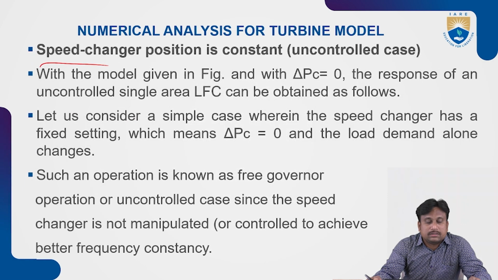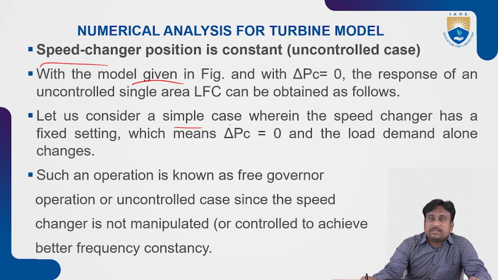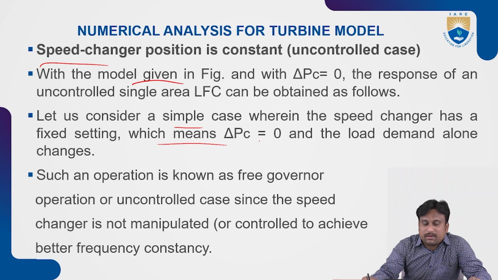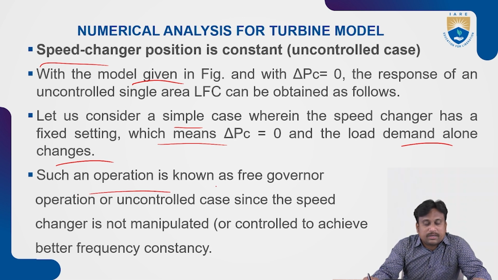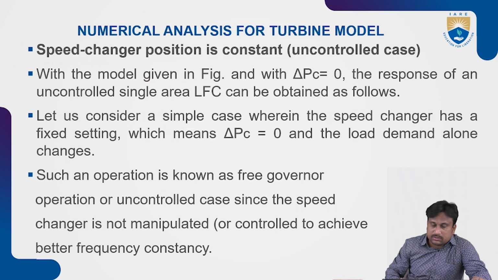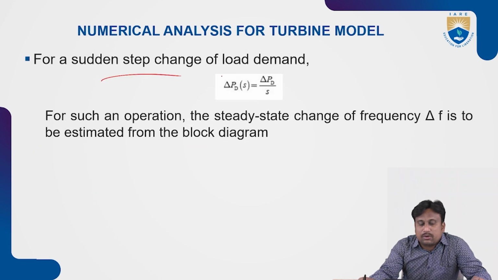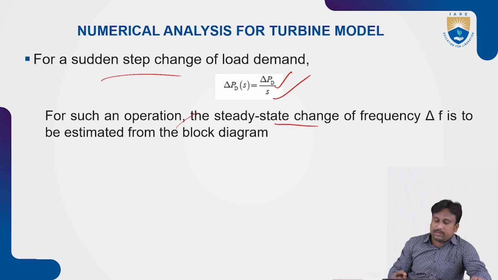That means in the uncontrolled case with the given model, delta PC equals 0. The response of an uncontrolled single area load frequency control can be obtained by considering a simple case, where the speed changer has a fixed setting, which means that delta PC becomes 0 and load demand alone will change. Such operation is known as free governor operation or uncontrolled case, since the speed changer is not manipulated here, and it may also be treated as control to achieve better frequency constancy range. So for a sudden step change of the load demand, delta PD by S may exist. For such operation, the steady state change of the frequency is to be estimated from the block diagram itself.